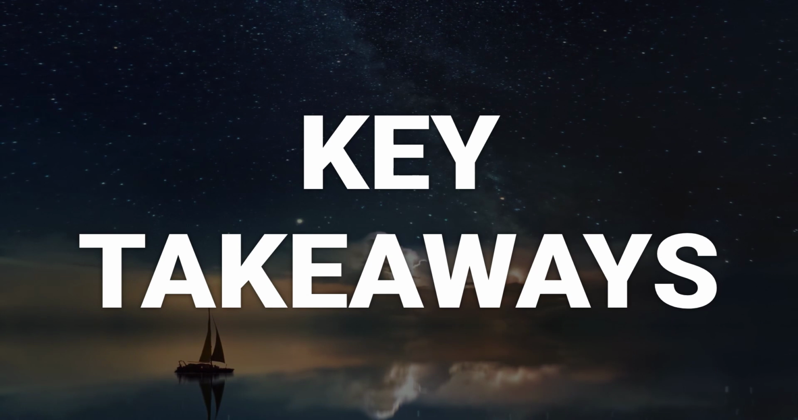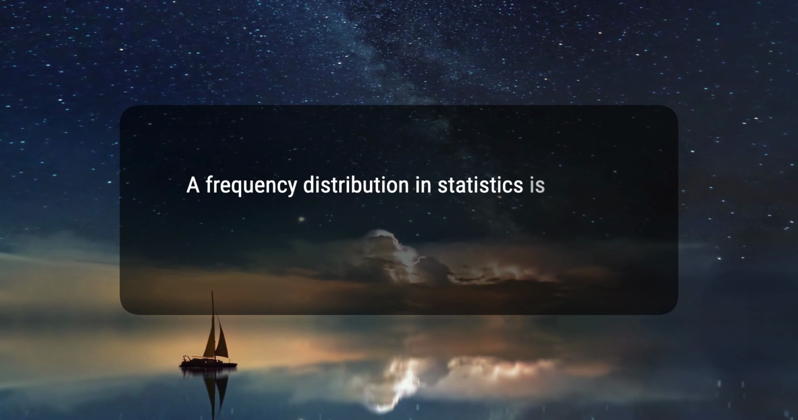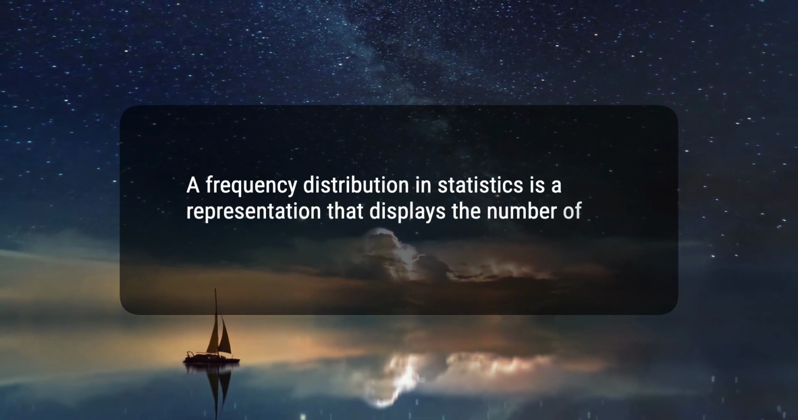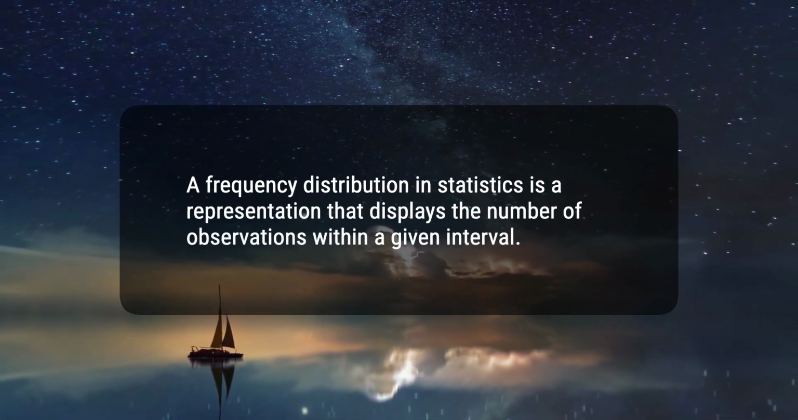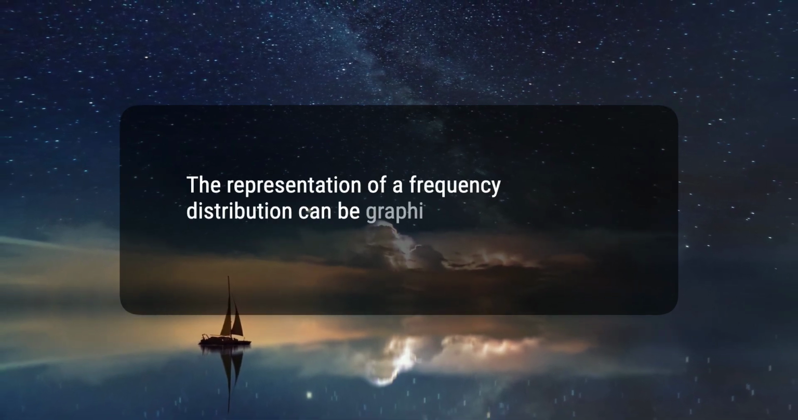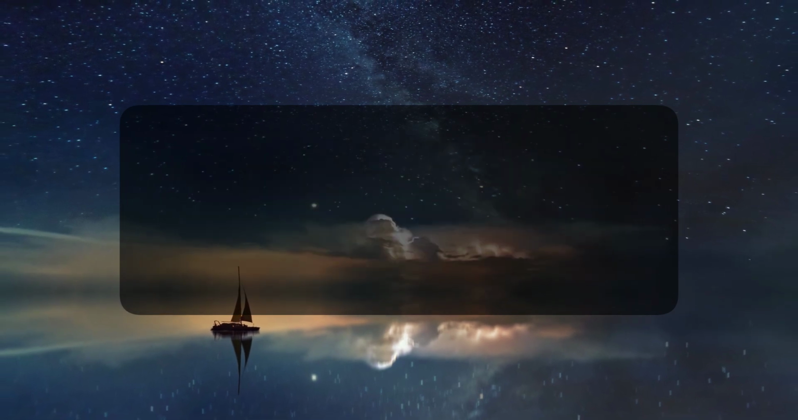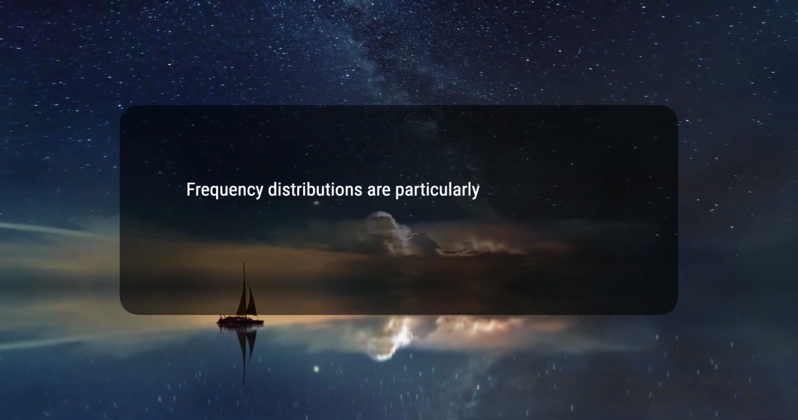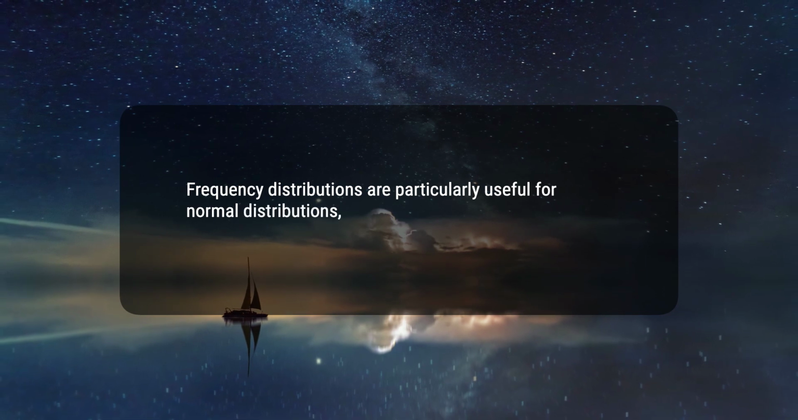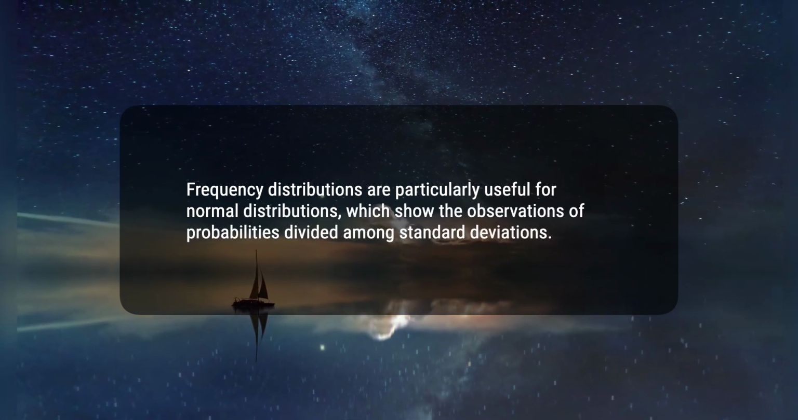Here are 4 key takeaways. 1. A frequency distribution in statistics is a representation that displays the number of observations within a given interval. 2. The representation of a frequency distribution can be graphical or tabular so that it is easier to understand. 3. Frequency distributions are particularly useful for normal distributions, which show the observations of probabilities divided among standard deviations.